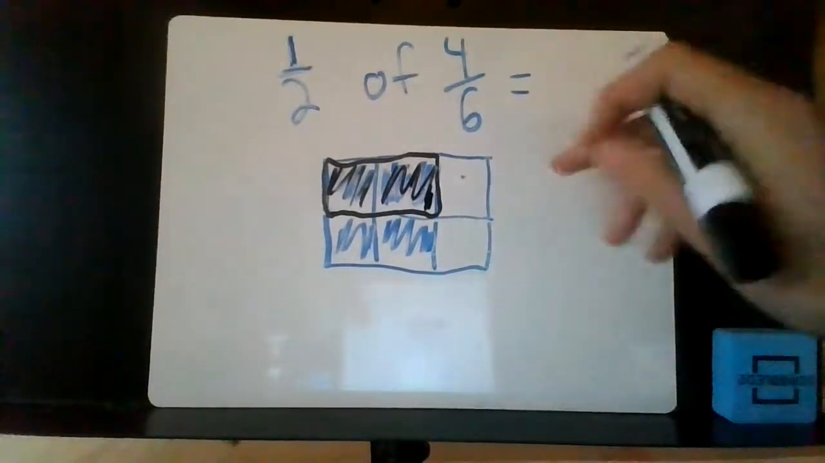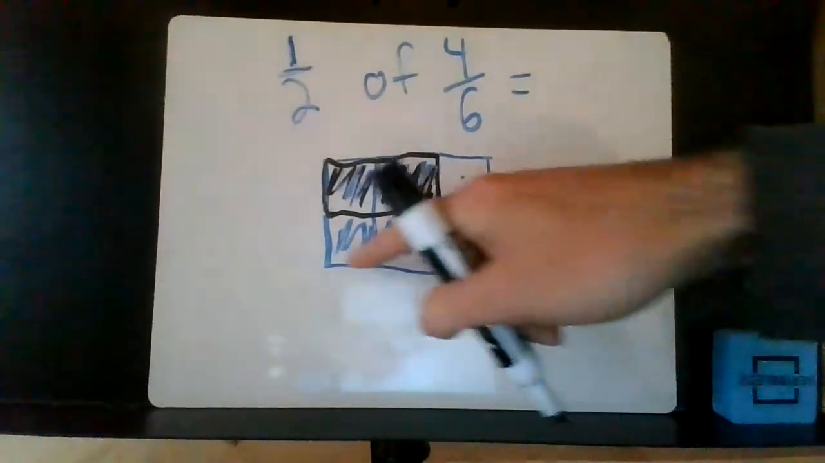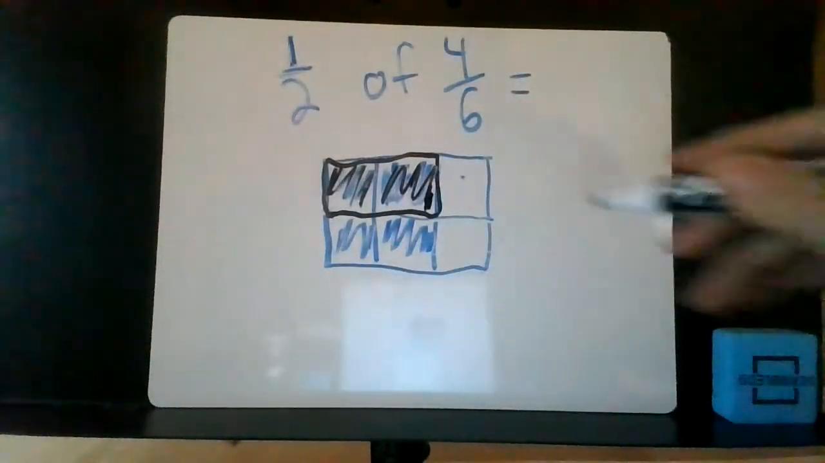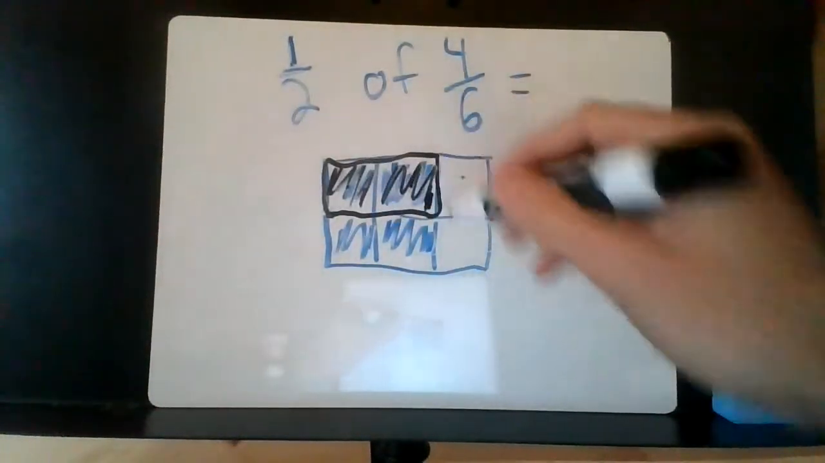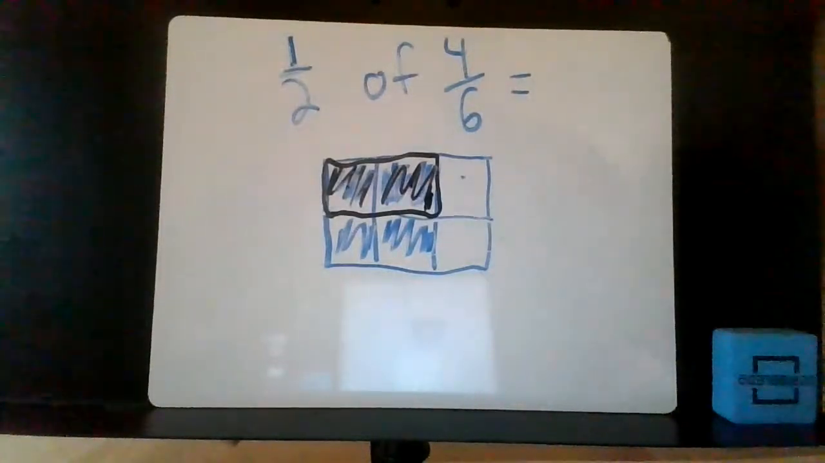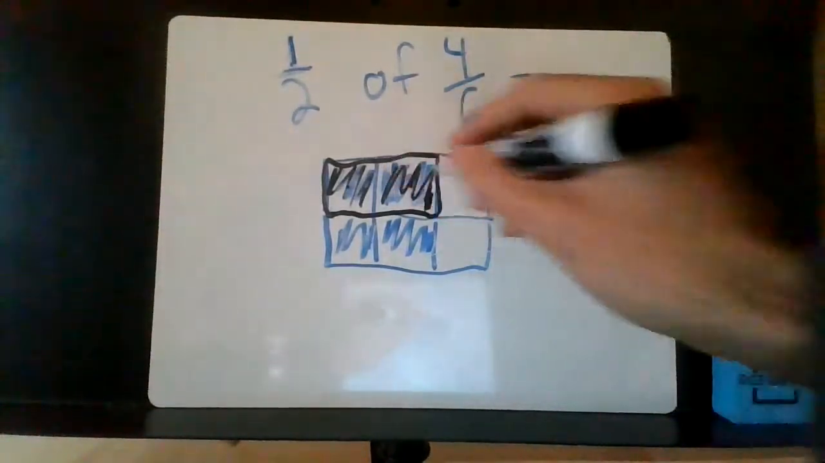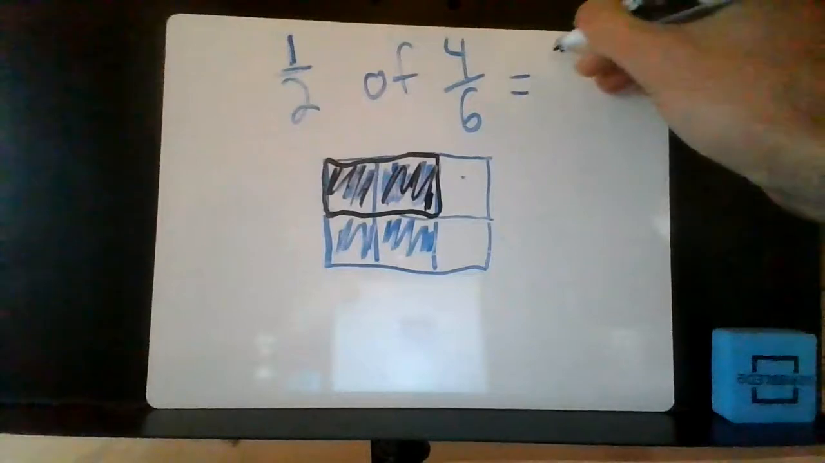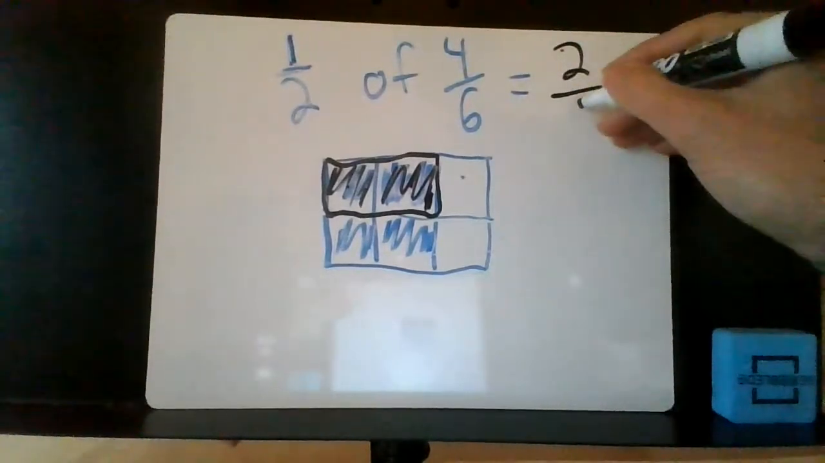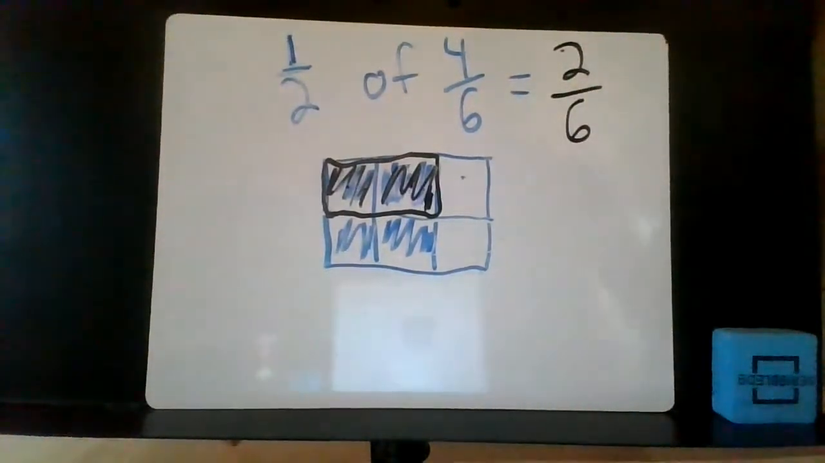And then in order to write my answer, I need to look back at the rectangle as a whole and think, all right, well, I've got 2 out of the 6 little blocks shaded, so my answer must be 2/6. All right.